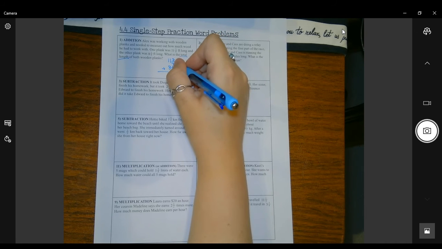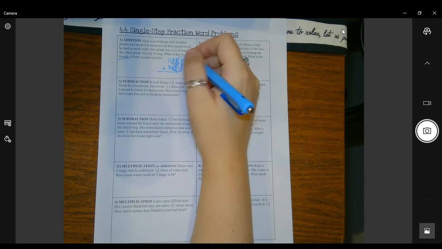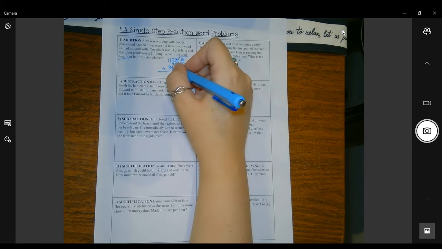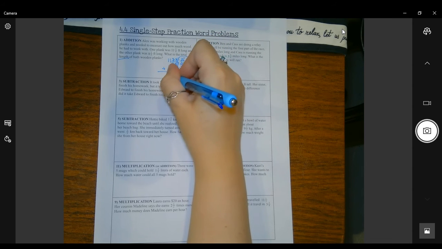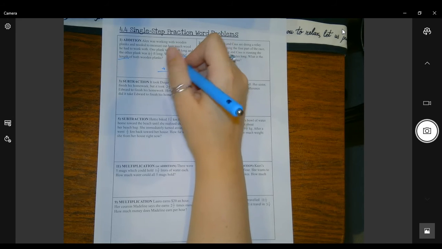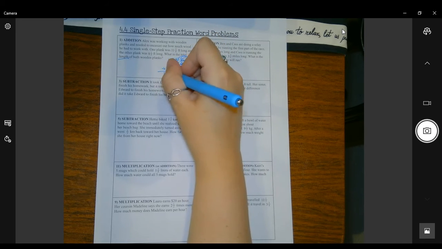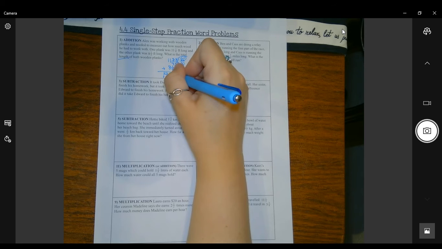4 times what is 20? 5. So then 3 times 5 is 15. 15 twentieths is equivalent to 3/4, and 4 twentieths is equivalent to 1/5. Now you have equivalent fractions with the same denominator, so you can just add the numerators. 15 and 4 make 19, and add the whole numbers. 11 and 8 make 19. So that total length is 19 and 19 twentieths feet long.